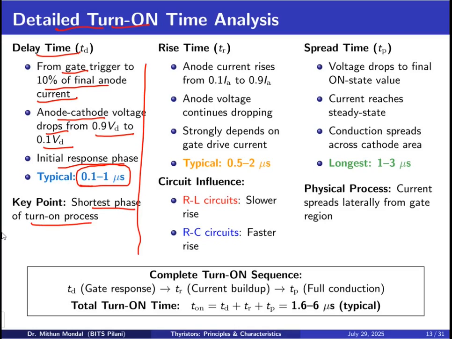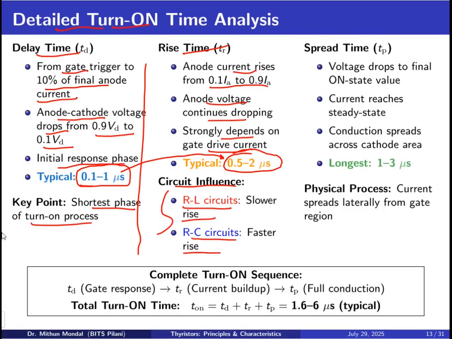When we talk about the rise time, this is when the anode current rises from 10% to 90% and the anode voltage will continue dropping. There will be strong dependence on the gate drive current, and typically the rise time is in the range of 0.5 to 2 microsecond. Here the circuit will be influenced by its nature: an RL circuit will give you a slower rise, and an RC circuit will give you a faster rise.